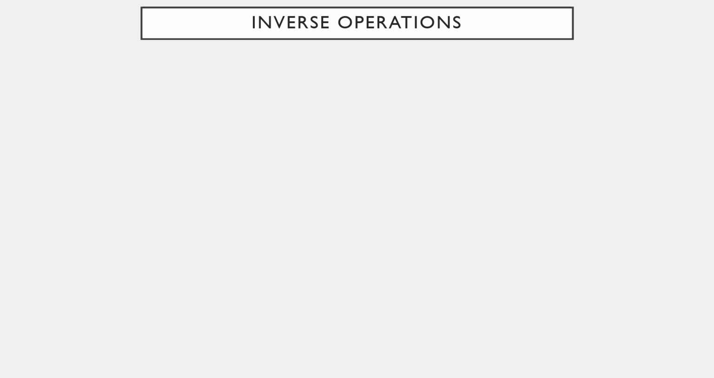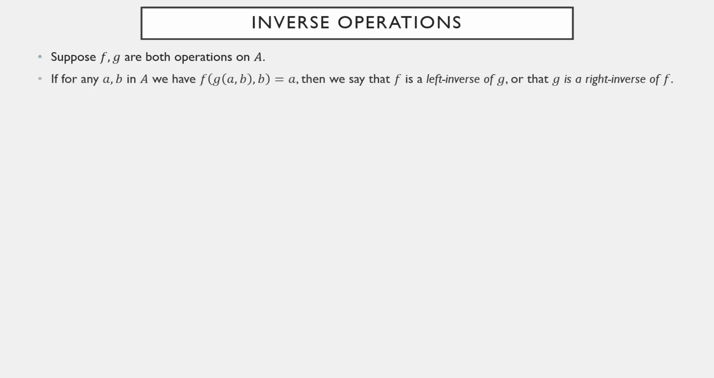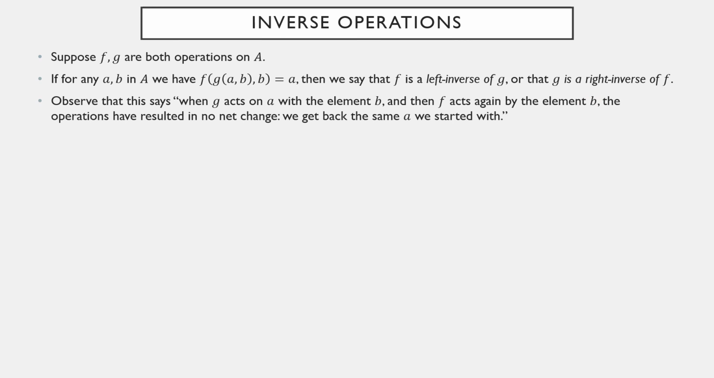Well, we talked briefly about inverse functions. So what about inverse operations? Suppose f and g are operations. With this way of writing in terms of functional notation, if a and b are acted on by the operation g, then f takes that output and acts on it with b, you get back this element a. You would say that f is the left inverse of g, or g is a right inverse of f. What this really says is g acts on something with b, f acts on that with b, and it cancels out, and you get back to the element, a, that you started with.